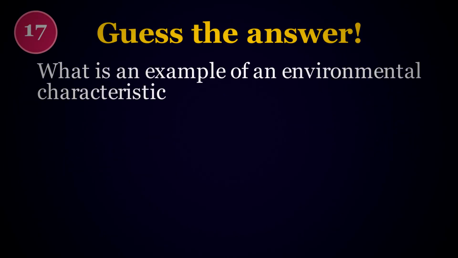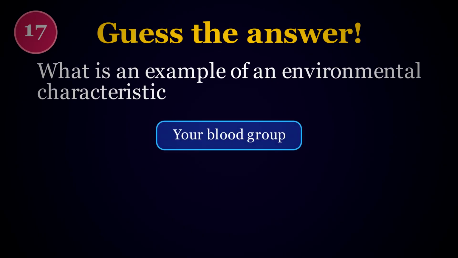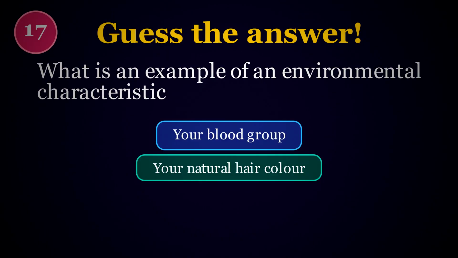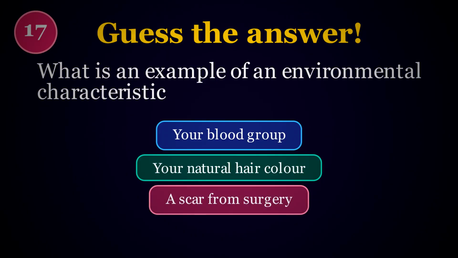What is an example of an environmental characteristic? Your blood group. Your natural hair color. A scar from surgery.